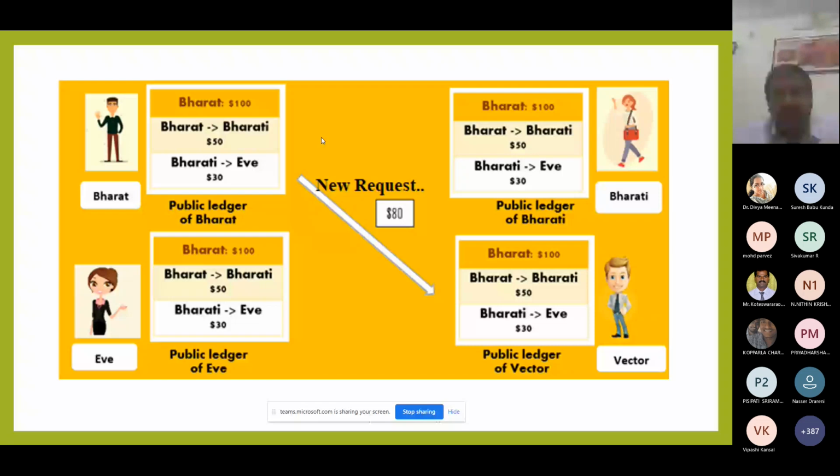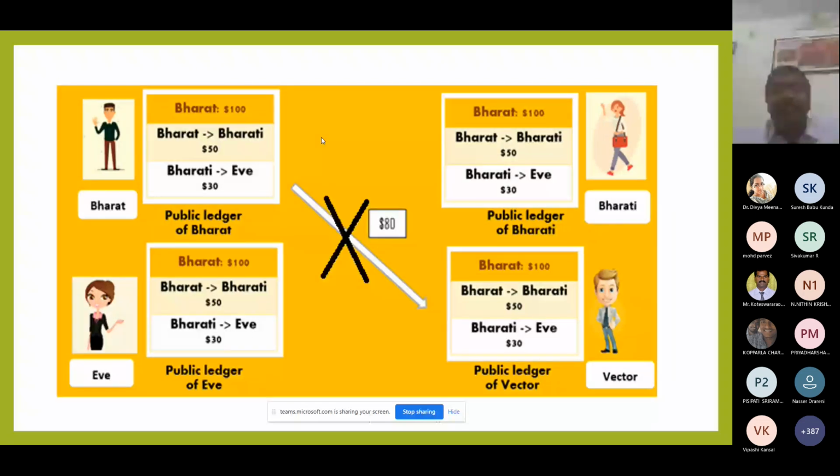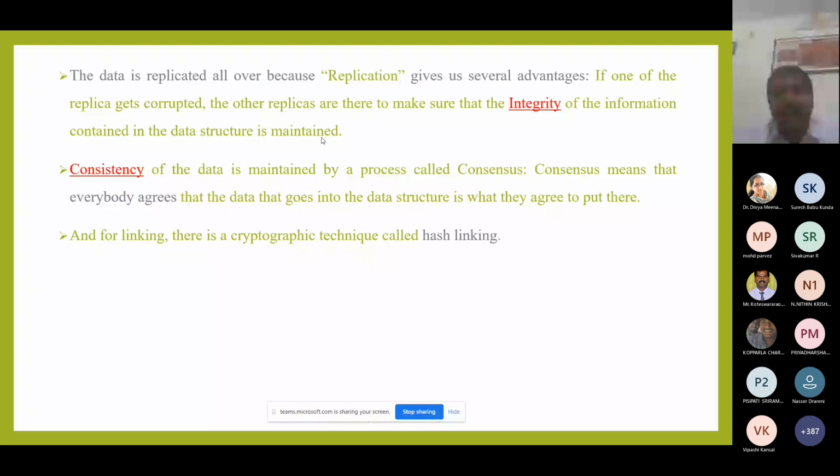So Bharat wants to send $80 to Vector. What will happen? Bharat has only $50, and everyone knows that he does not have the capacity to send $80 to Vector. So this transaction will be denied. And a denied transaction is never updated in the local copy. So this is how we actually reach a rational or correct decision. The data here is replicated all over, and this again gives us an advantage in terms of data integrity. Also, the consensus is maintained.